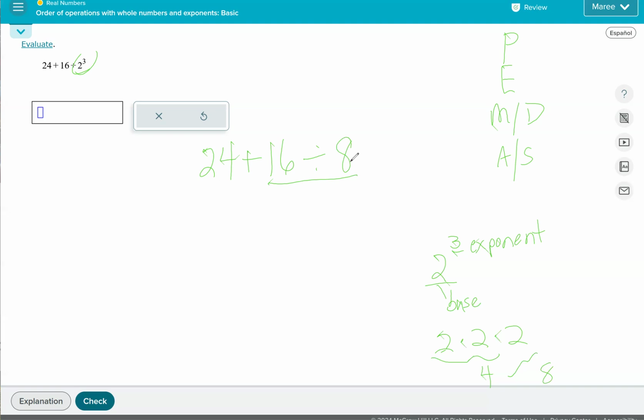We did 2 cubed first. Now we're going to do 16 divided by 8, which is 2. And then we're going to add the 24 plus 2. So we want to really make sure we're following our order of operations.